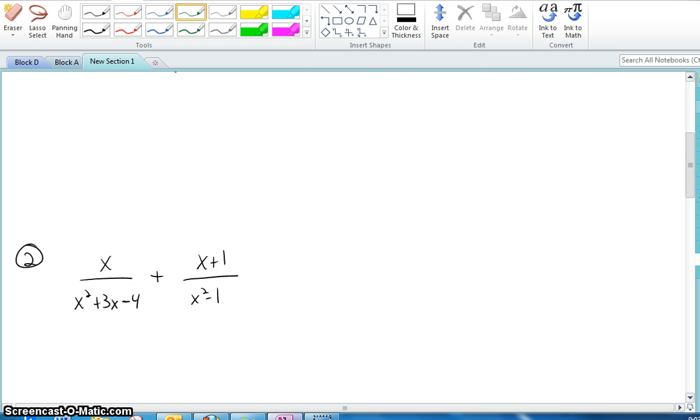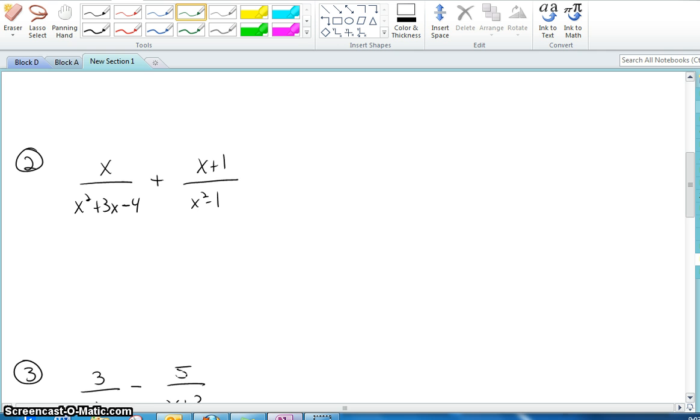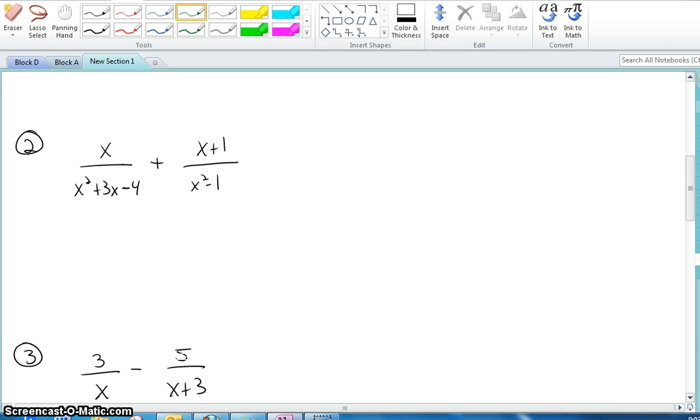Let's look at number 2. Again, I'm asking you to add. In this case, they do not have a common denominator. So I need to factor so I can figure out what my common denominator will be. This factors as x plus 4, x minus 1. This one's a difference of perfect squares, so it factors as x minus 1, x plus 1.